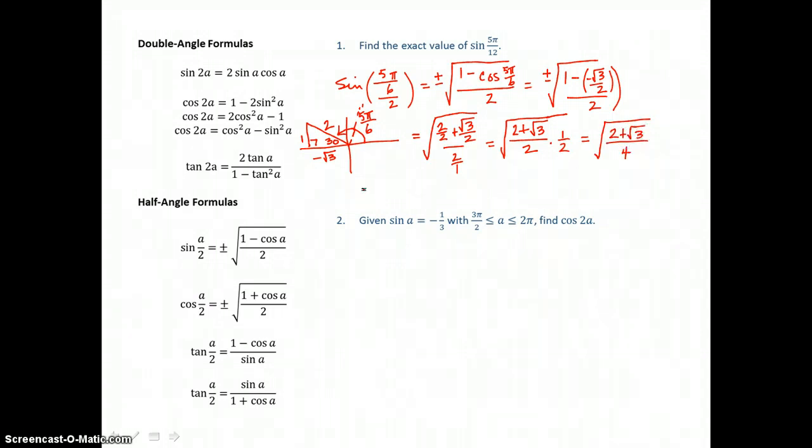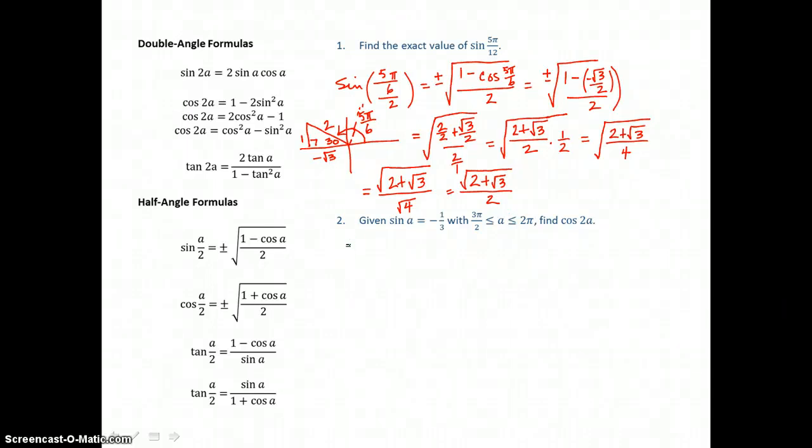And then I can take the square root of the numerator, which is 2 plus the square root of 3, over the square root of the denominator, which is the square root of 4. So I'll leave my final answer as the square root of 2 plus the square root of 3 over 2. And this is the exact value of the sine of 5 pi over 12.